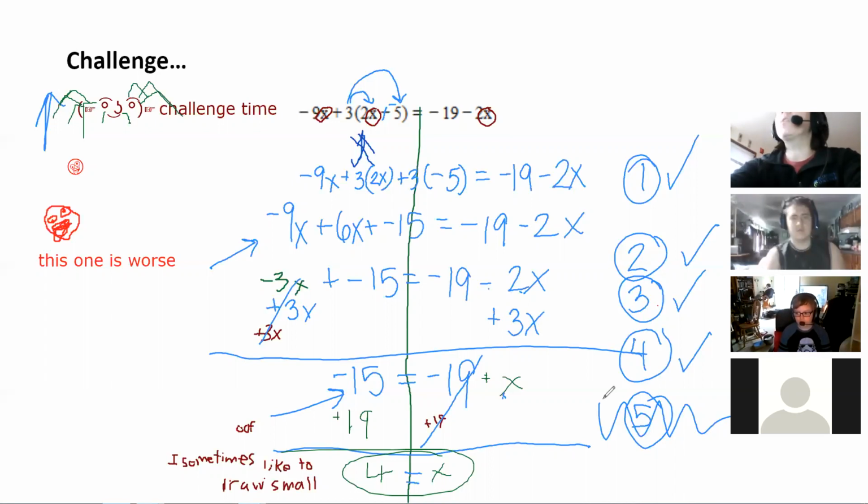So just kind of going through our steps, we first distributed. That was our first step. Then we combined like terms. Then we got the variables on the same side. Then we got rid of the constant. And for us, that was enough to solve it, just to get rid of the constant there. Sometimes you got to divide and get rid of the coefficient.